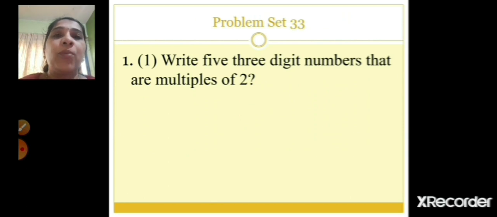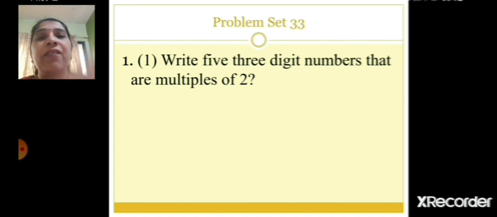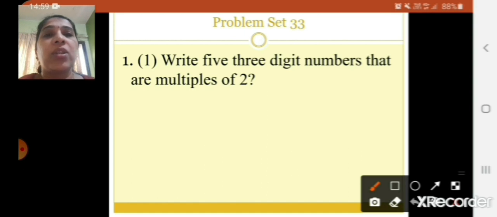Yes, now it is problem set 33. First one: write 5 3-digit numbers that are multiples of 2. So what you are going to do? You are going to write 5 3-digit numbers which are multiples of 2. Multiples of 2 means, as I told you, 0, 2, 4, 6, 8 should be there in the units place.